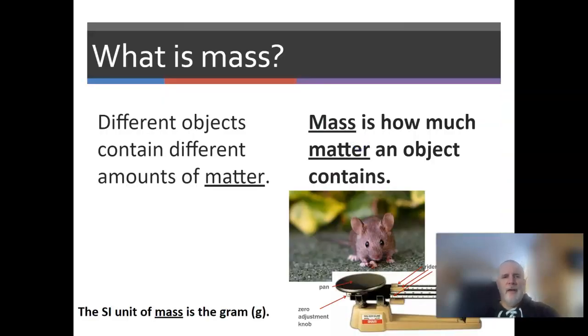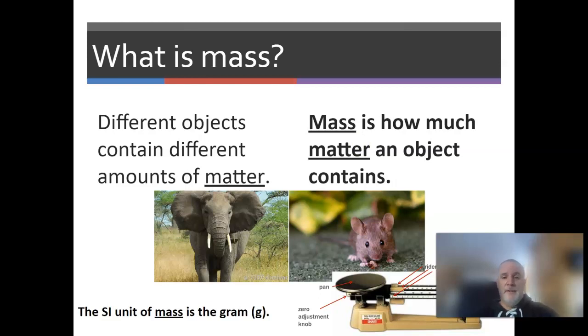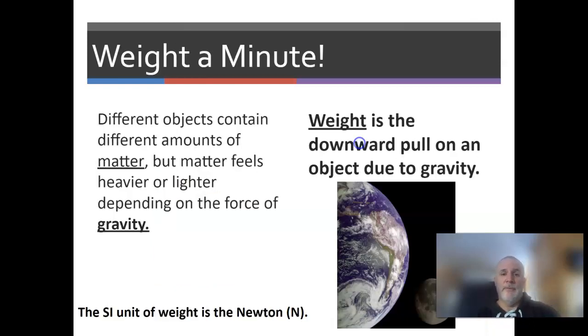Okay, so we're going to start off by talking about mass. Different objects contain different amounts of matter. Mass is simply how much matter an object contains. This is something you probably learned in ninth grade and probably before that. The elephant and the mouse have a very large difference in the amount of mass or matter that they contain. The SI unit of mass is a gram, so we generally talk about grams or kilograms, which means 1,000 grams.